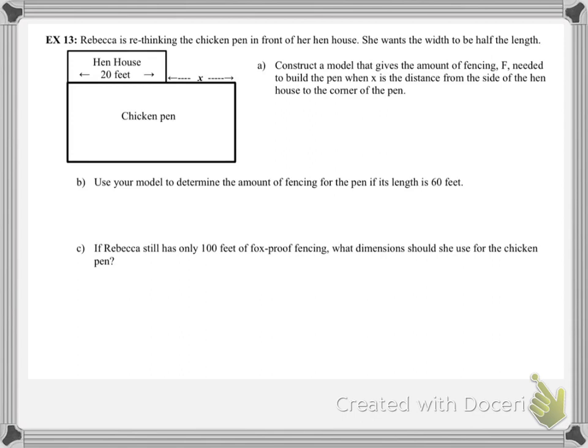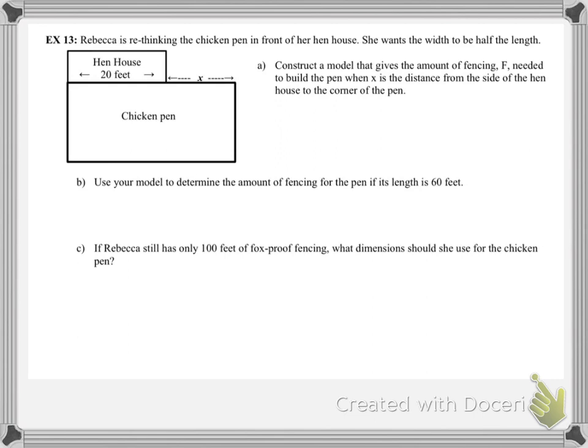You definitely have one like this on your homework. Okay, chicken pens. I don't know why 121 instructors like to build enclosures for animals so much, but they come up a lot. So we're going to construct a model that gives the amount of fencing that we need to build the pen, shown here, when x is the distance as shown from the side of the hen house to the corner of the pen.